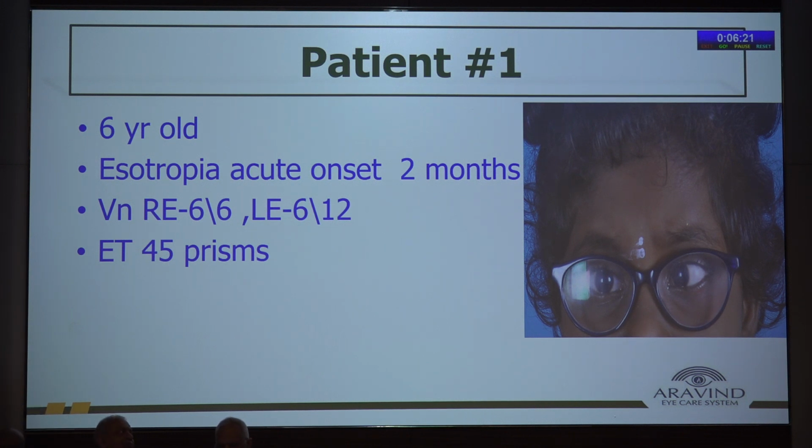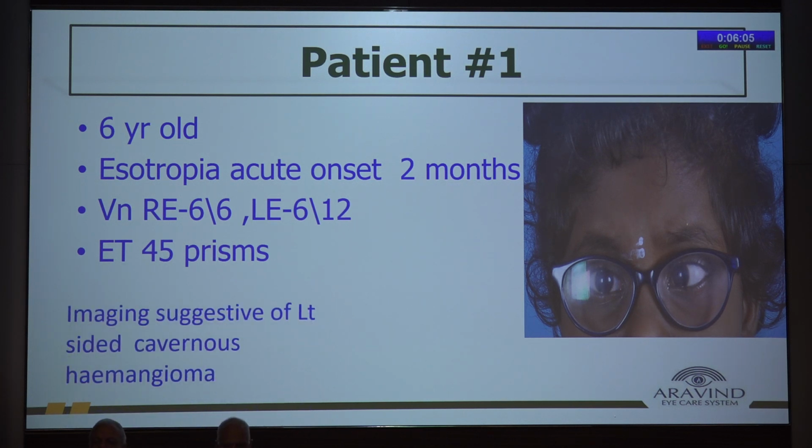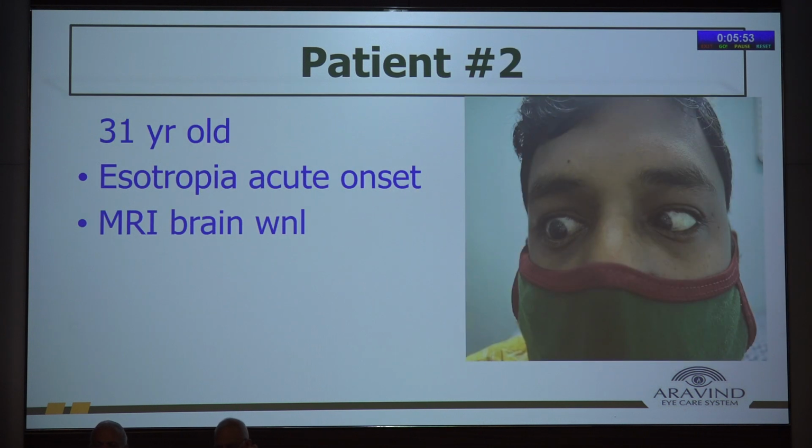Going on, the history suggested the parents were sure that the child didn't have squint since childhood. Moreover, we had asked for review of the old photographs, which showed she didn't have any squinting at that time. So we went ahead with the imaging, and this was suggestive of a left-sided cavernous hemangioma. So when you have an acute onset ET in a child, it is mandatory you do a neuroimaging.